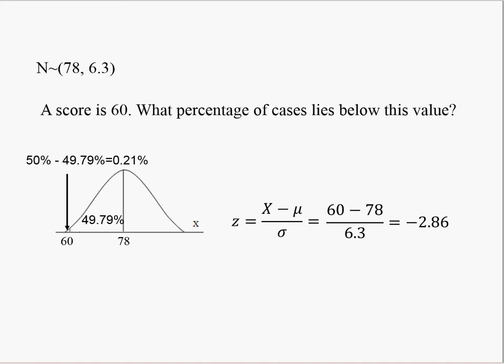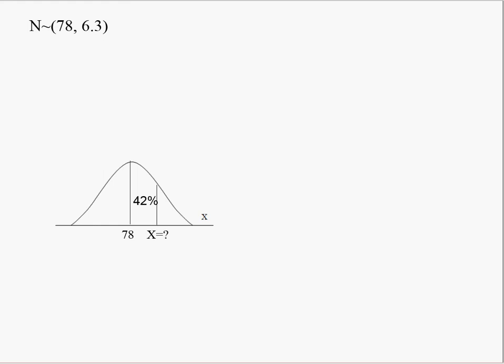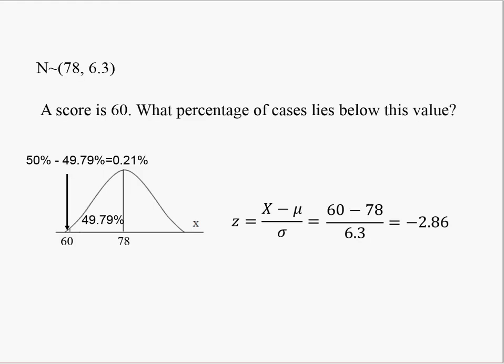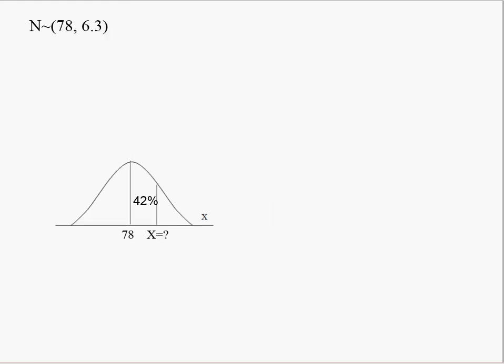One more question. In a normal distribution such as this, we have a percentage here, 42%, from the mean to a particular value of the variable. We would like to know what is this x2? What is the value of x2? How do we find out this value? How do we calculate this x value?